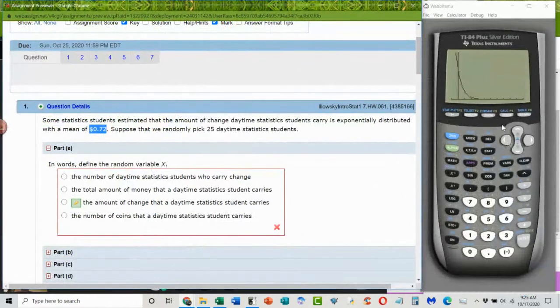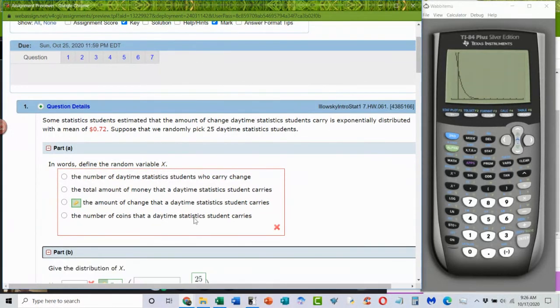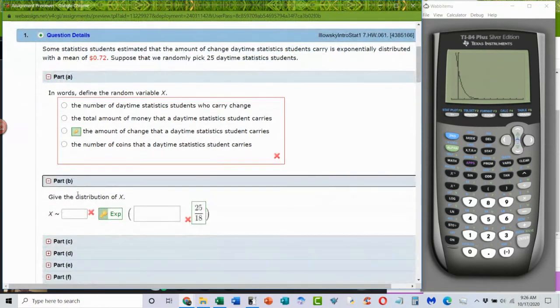Right. So what we have here is what our exponential graph would look like. All right, and we're going to find the area under the curve from a certain space. Okay, and so here they want to know what is x. X is just the amount of change that a single student has. And then they're going to ask what is the distribution. Well, this is exponential, so just exp.